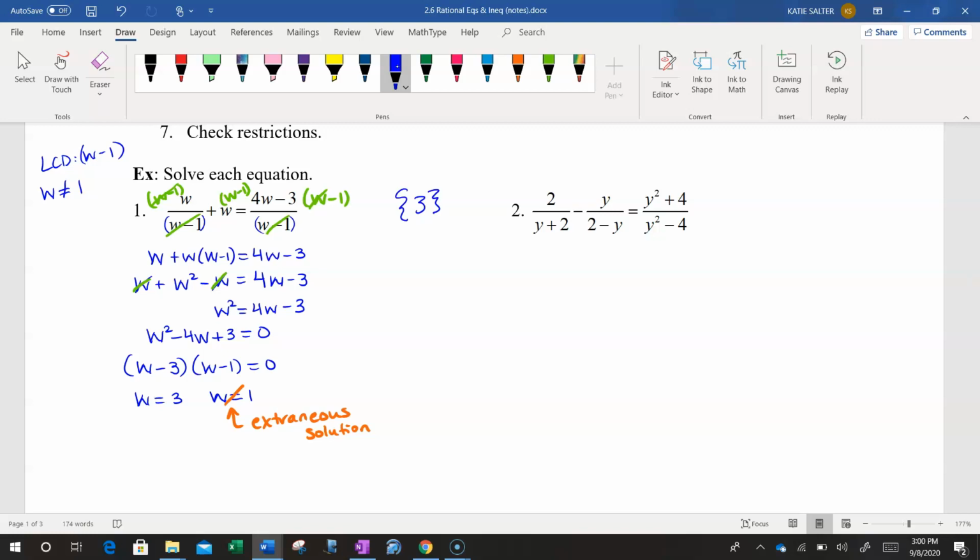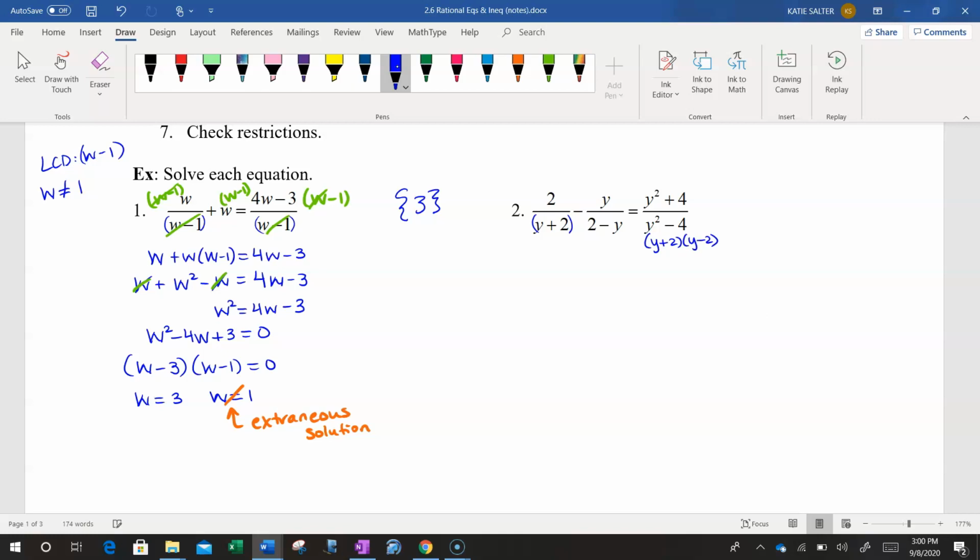All right, looking at the next problem, the first thing we want to do is go through and factor our denominators. So our first one's good to go. We've got y plus 2. The next one says 2 minus y, so I'm going to hold off on that for a second. But when we get to that third denominator, y squared minus 4, we recognize that's a difference of squares, so that's really y plus 2, y minus 2.